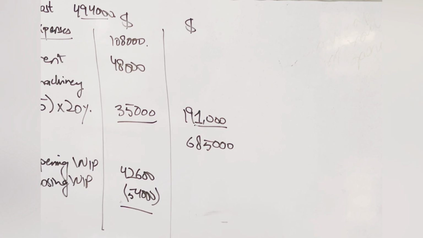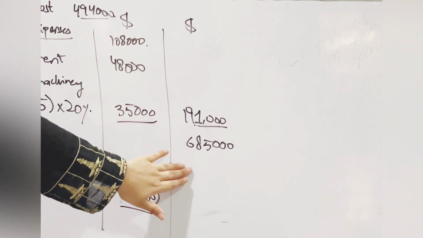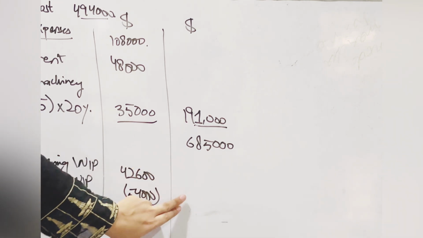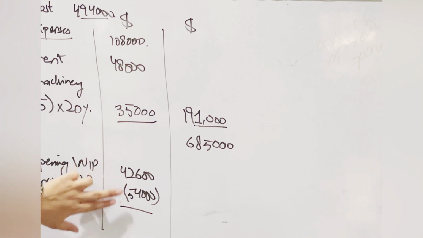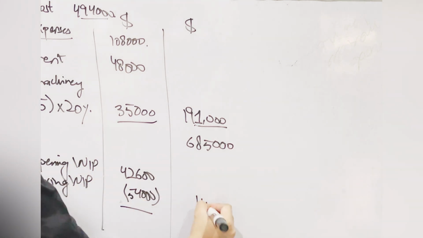We had prime cost of 494,000. We're going to add both and we're going to get the total figure as 685,000. Now we'll move on towards this format. According to the format, we're going to add work in progress less the closing work in progress. There are two ways. Either you add this and then subtract this, or you collectively do this and you get the answer as 11,400.